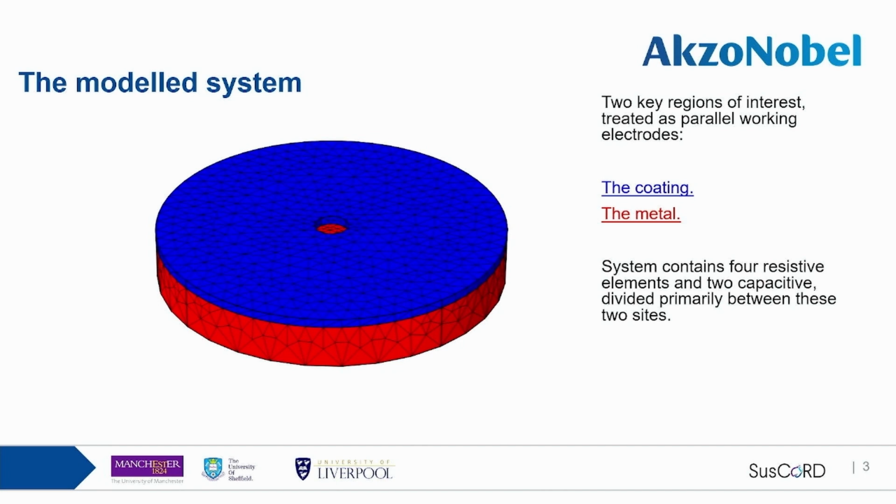Now, the system that I'm modeling, I've tried to show in a graphical representation here. This is not the exact geometry that is being solved for. This is just for illustration's sake. But in essence, there are two main components to the model: the coating and the metal. And from an electrical point of view, I'm treating them as parallel working electrodes. Now, the system contains 4 resistive elements and 2 capacitive elements present in these 2 pathways. I'll get more into that now.